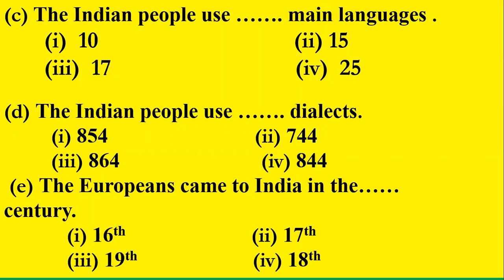Question D: the Indian people use dash dialects. Option 1, 854. Option 2, 744. Option 3, 864. Option 4, 844. Question E: the Europeans came to India in the dash century. Option 1, 16th. Option 2, 17th. Option 3, 19th. Option 4, 18th.